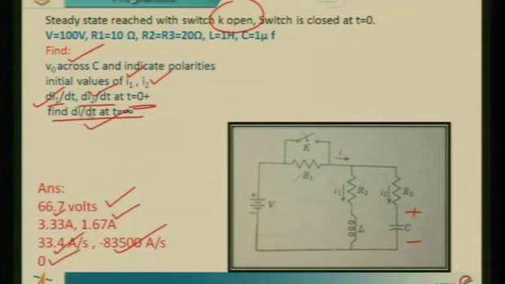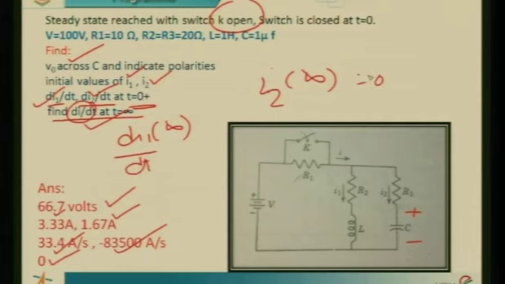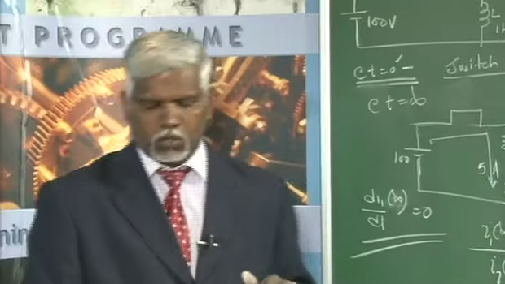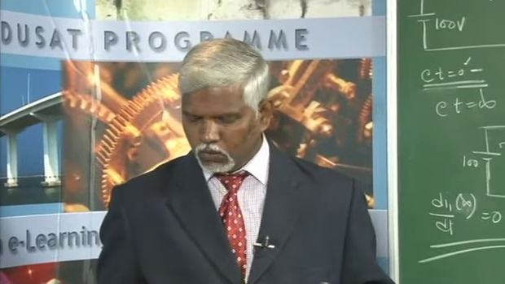This, in fact, should have been dI1 by dt at infinity, because we have I2 also. I2 at infinity is 0, I1 at infinity is 5 amperes. So, di by dt is 0. So, we have gone through this.